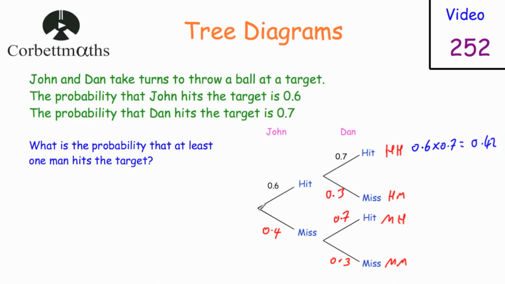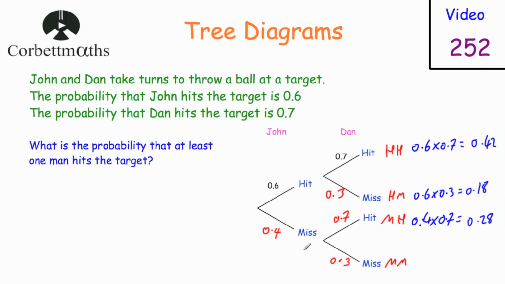Next, let's work out the probability of John hitting and Dan missing, so a hit miss. So that'll be 0.6 multiplied by 0.3, which would be 0.18. Next, we could have John missing and Dan hitting, so that would be 0.4 multiplied by 0.7, and that'll be equal to 0.28.